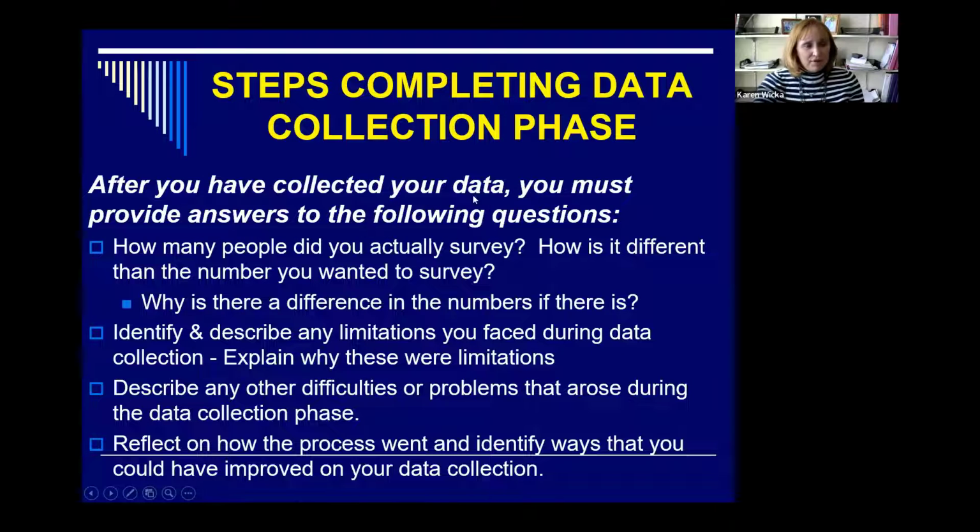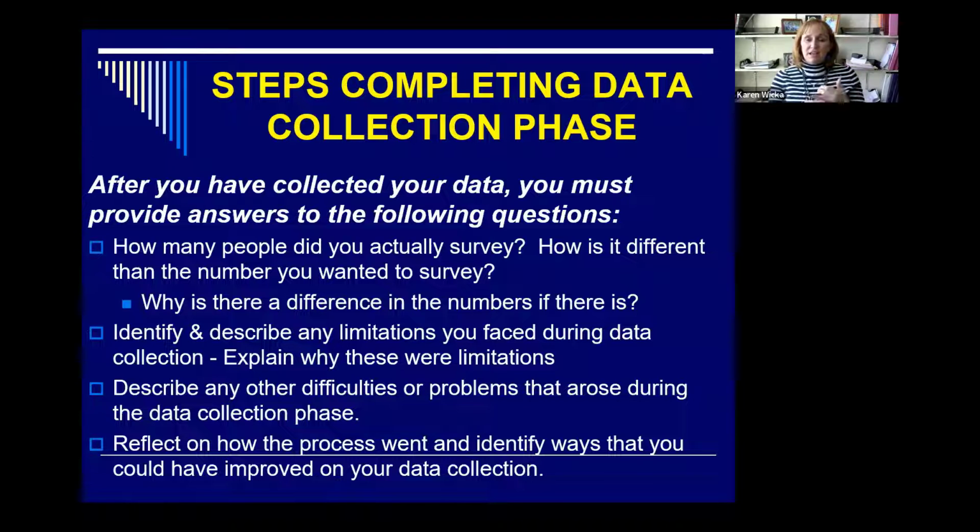Okay, so after you collected all your data, you answer the questions. So these are just your questions for phase 5. Okay, how many people did you actually survey? So phase 4 was creating your plan, what you wanted to do. Phase 5 is what you actually achieved. How many people did you actually survey? How did that differ, or was it the same as the number you originally wanted in your phase 4?